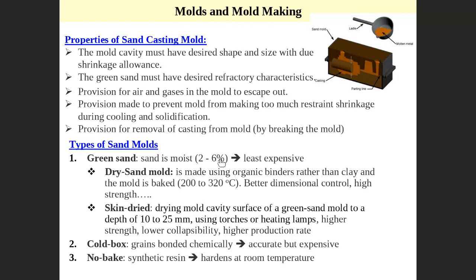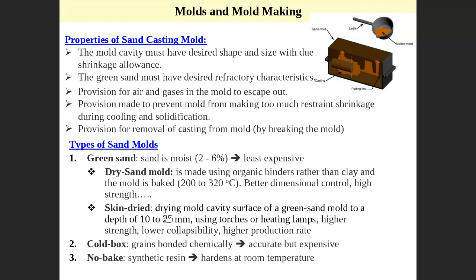Why do we do that? To remove the moisture from the green sand, because the moisture, the water, creates a lot of gases and smoke coming out, and this probably leads to many defects in a casting. However, you increase the cost, because this kind of organic binder increases the cost.